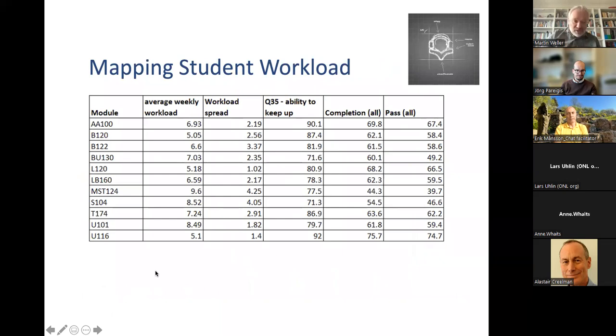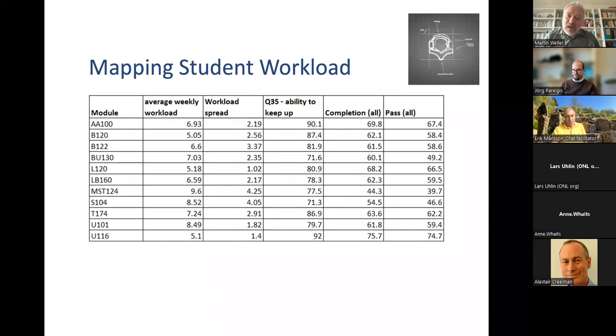So here, these were just the module codes over on the left, and the average weekly workloads. You can see they vary quite a reasonable amount between modules. So what's the lowest one there? 5.05 up to 9 hours. So there's quite a big variation. The workload spread is also quite important here. It's not just whether the average weekly workload is high or low, but also how much it varies for students. So if one week they're doing 4 hours and the next week 9 hours, that's quite difficult to accommodate.